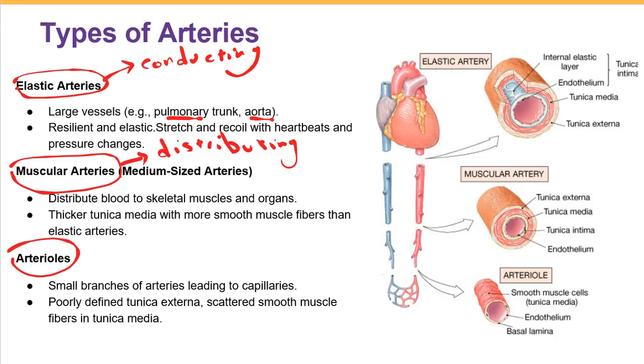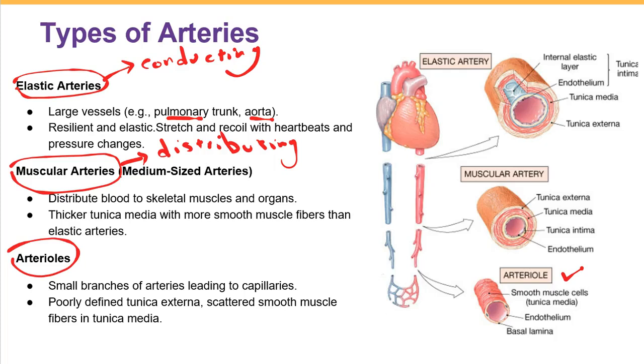Okay, and then arterioles. Arterioles are the smallest branches of the artery, which lead into the capillaries. Their walls are thinner, with only a few layers of smooth muscle cells, and their outer layer also isn't very defined. If you compare the arteriole wall with the muscular artery or elastic artery, you will see that the arteriole has a thinner wall.